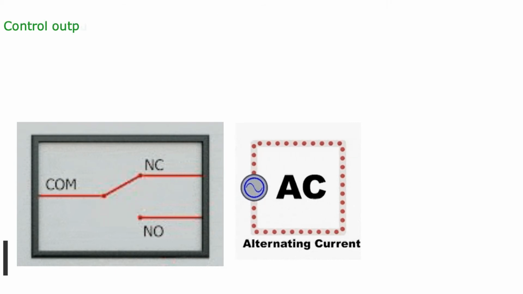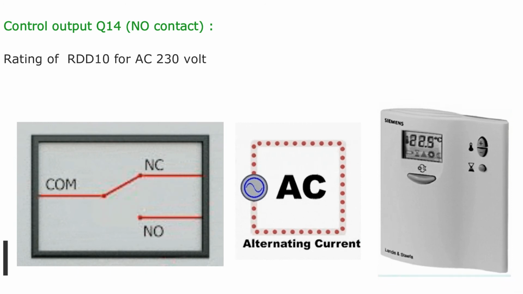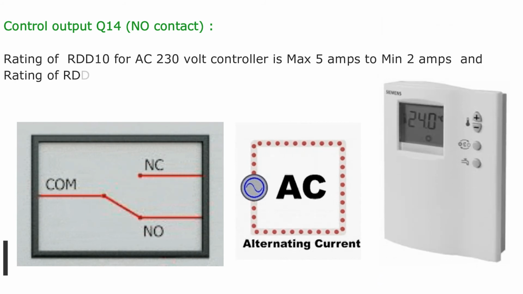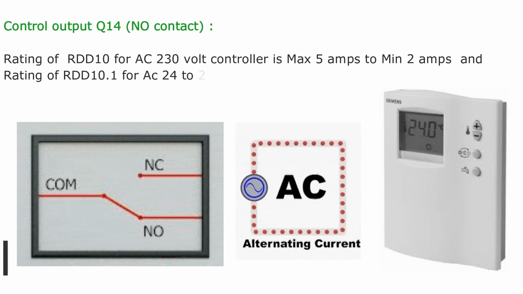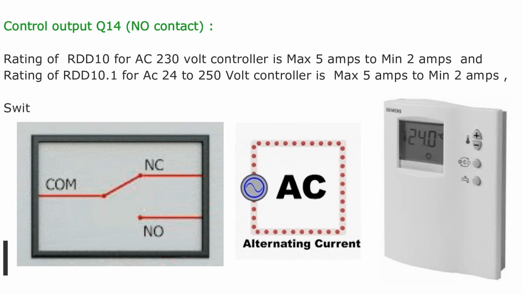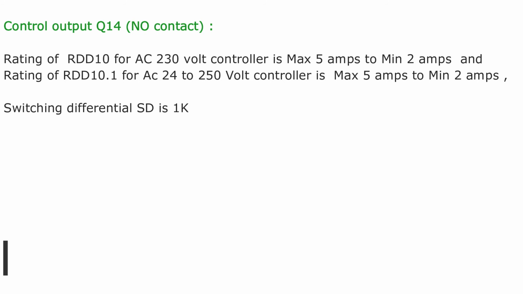Control output Q14, NO contact. Rating of RDD10 for AC 230 volt controller is maximum 5 amps to minimum 2 amps and rating of RDD10.1 for AC 24 to 250 volt controller is maximum 5 amps to minimum 2 amps. Switching differential SD is 1 K.